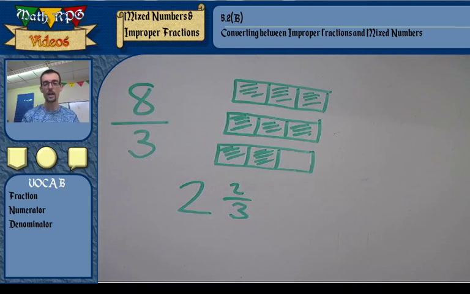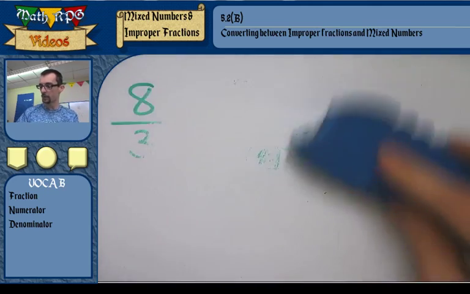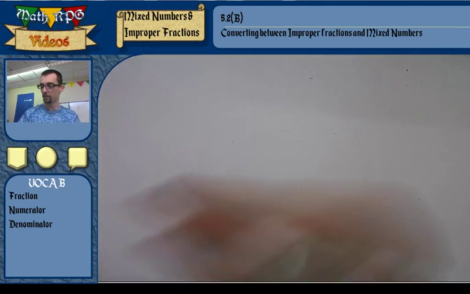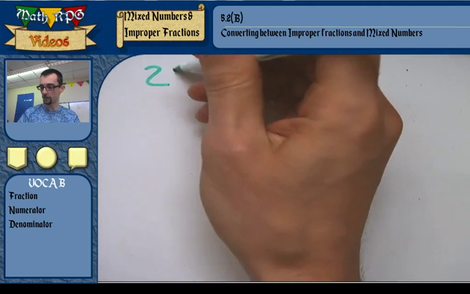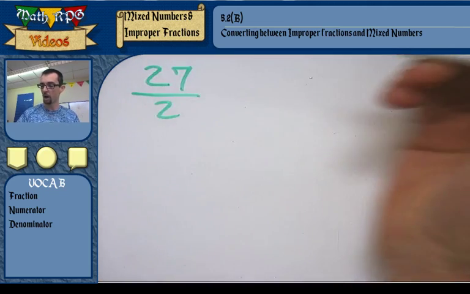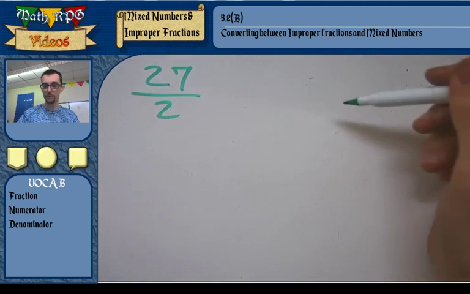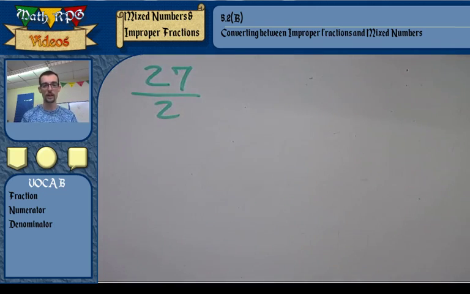All right, very good. Mr. Baker, I got that now. I could do this. I could draw this picture. But what happens if we get something really ugly, like maybe 27 halves? And I don't want to have to draw all these different halves. How could I do this more easily without having to draw it?